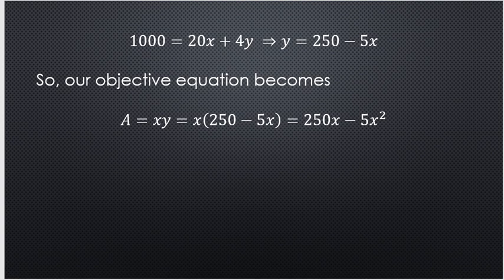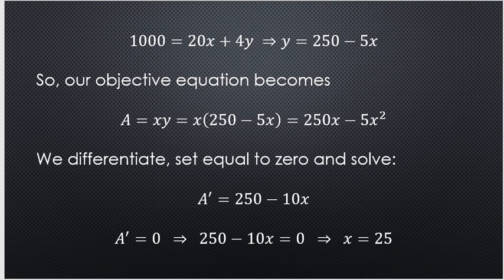So now that you have substituted in and got your objective equation to be in terms of one variable, you're going to differentiate, set equal to 0, and solve. The derivative of A, pretty straightforward, just a polynomial. You get 250 minus 10x. Set it equal to 0 and solve for x. 250 minus 10x is equal to 0, or x is equal to 25. So this is one value that we need. We want to save this guy. We're going to need that later on.